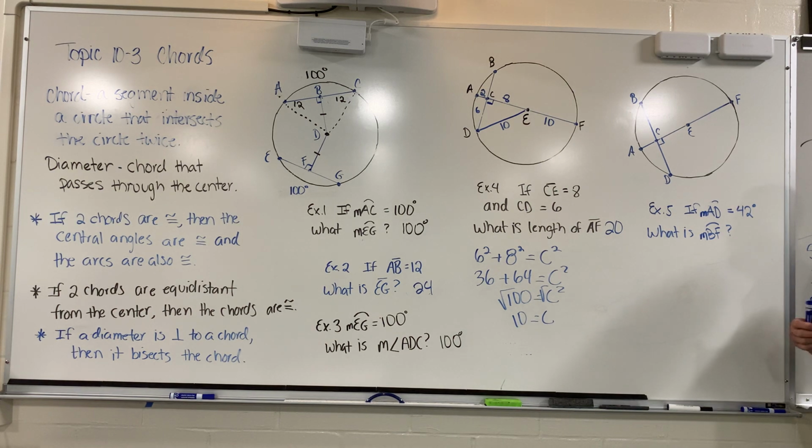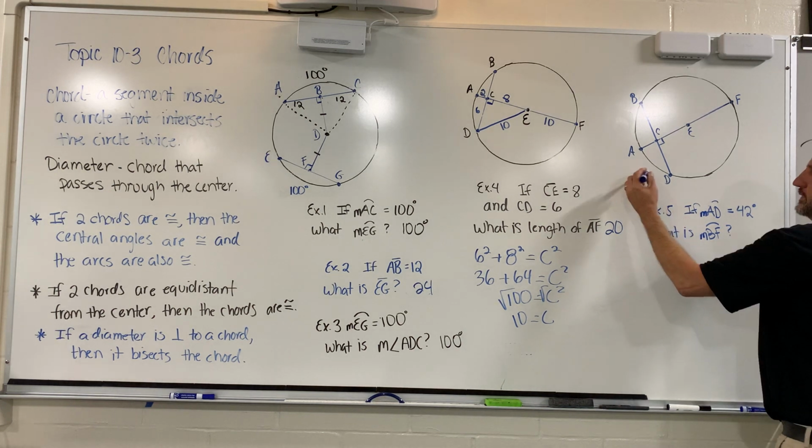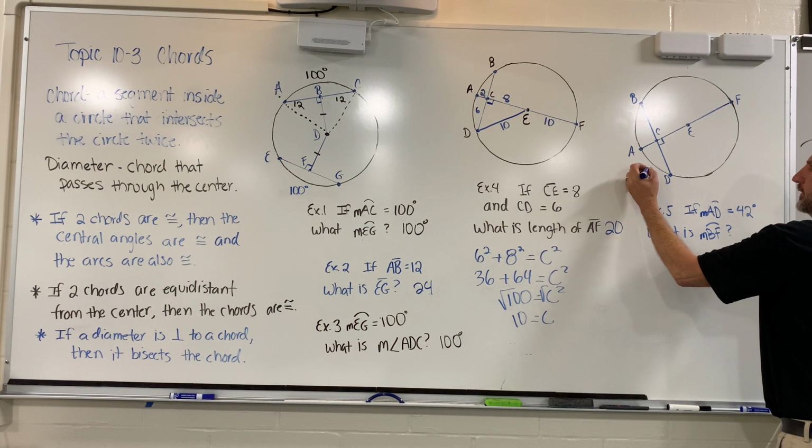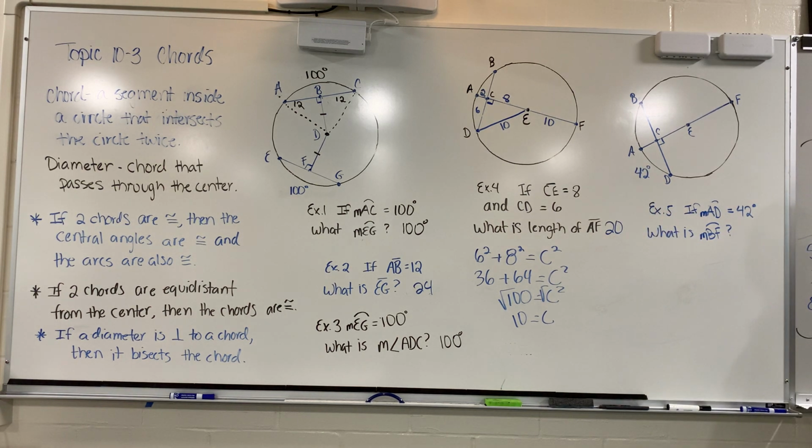All right, we have one more example to wrap up this video, and it's looking at this last one here, example 5. I said if the measure of AD is 42 degrees. So I know that this is 42 degrees for this arc. What is the measure of BF? Well, some people are like, whoa, that's completely on the other side. How would I know? There's one significant thing about this drawing that helps you figure it all out.